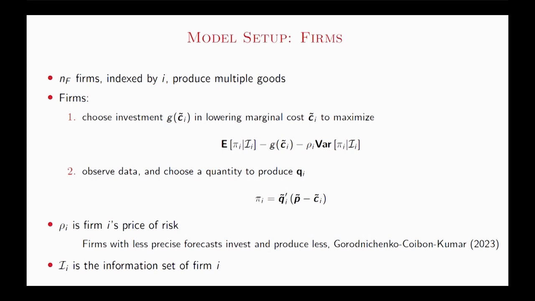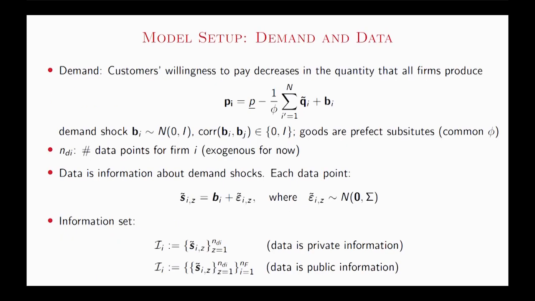And then there's an information set that says what the firms know. On the demand side, we have this system of linear demands in these many markets. And there's uncertainty that shifts the demand up and down. This is a standard quadratic-normal setting with linear demands and normal shocks, which allows us to use matrix algebra to solve this very large system of equations. And the shock is going to be normal with a potential correlation between these markets.